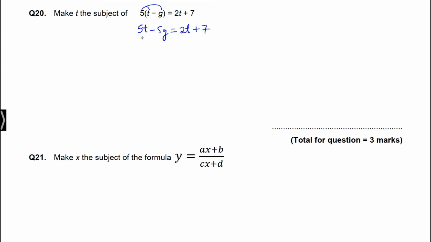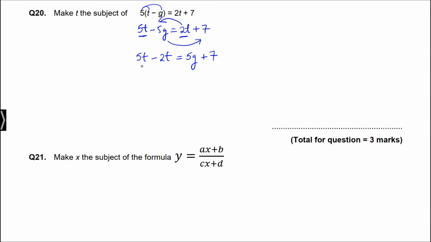And then because you want to make t the subject of the formula, we can bring the t's to one side. So move this to this side, move that to that side. So you'll have 5t minus 2t will be equal to 5g plus 7.